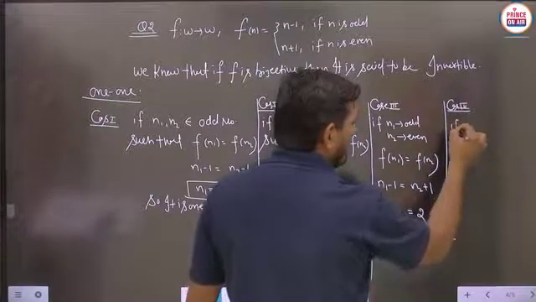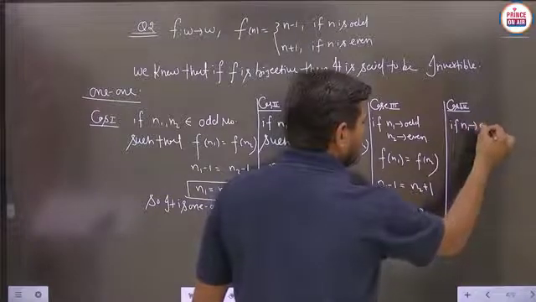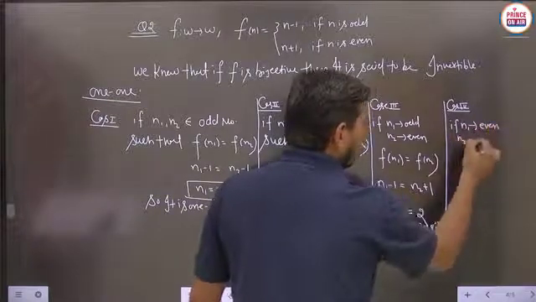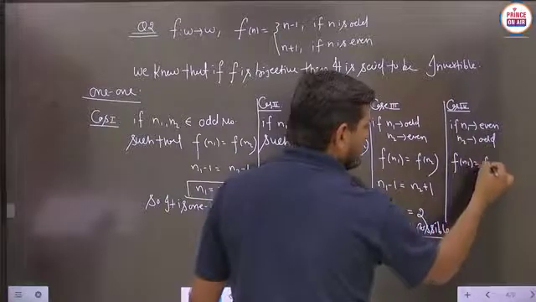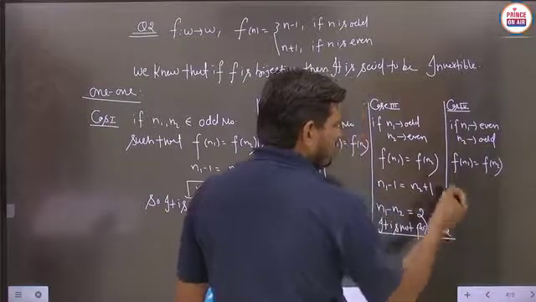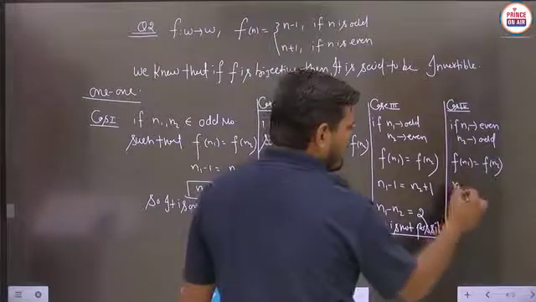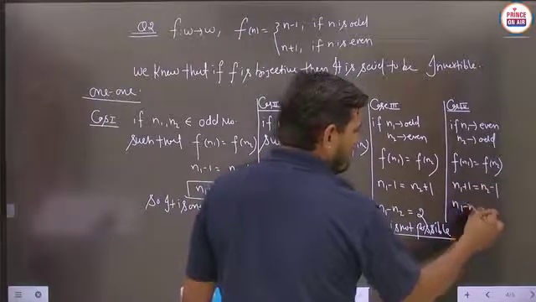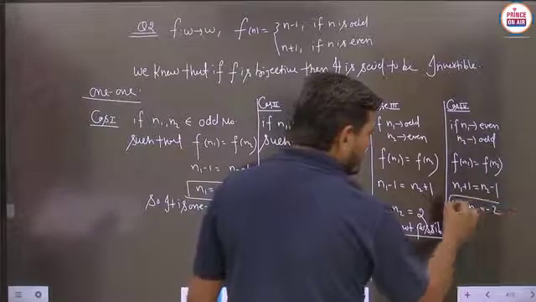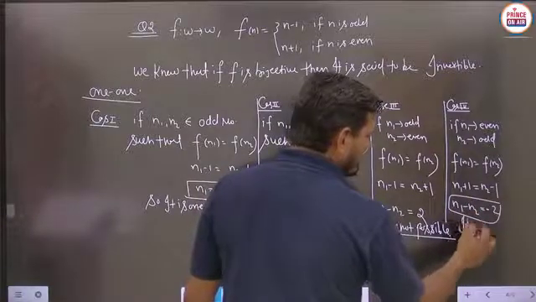Where we take n1 as even and n2 as odd, then again we say that f of n1 equals f of n2. And students, in this case, if we write the result, then n1 plus 1 equals n2 minus 1, then again n1 minus n2 equals minus 2. Again the same thing is repeated. It is not possible.